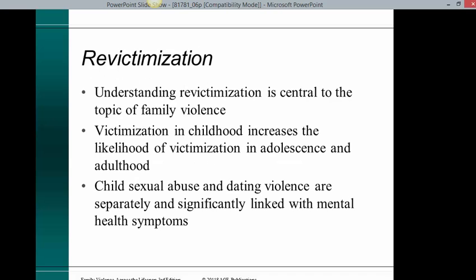Revictimization issues. Understanding revictimization is central to the topic of family violence. Victimization in childhood increases the likelihood of victimization in adolescence and adulthood. Child sexual abuse and dating violence are separately and significantly linked with mental health symptoms. That ends this narrated version of this PowerPoint.